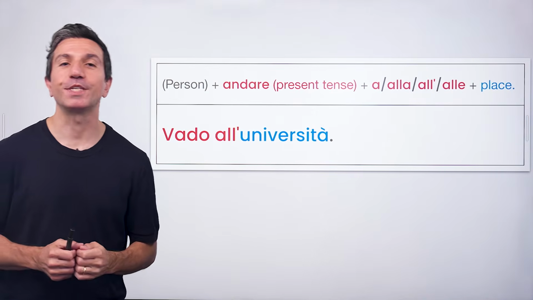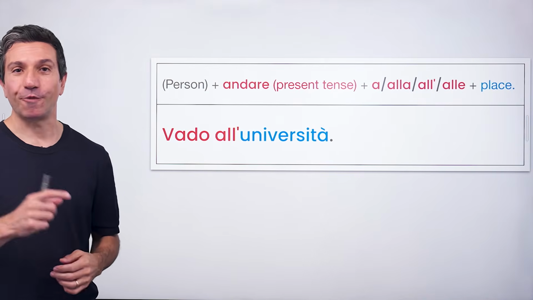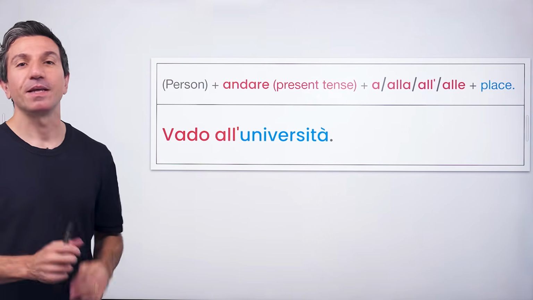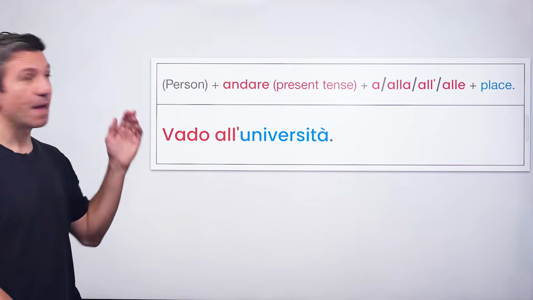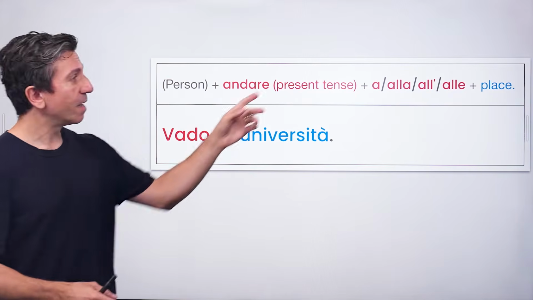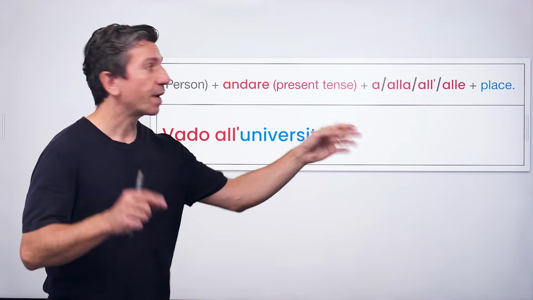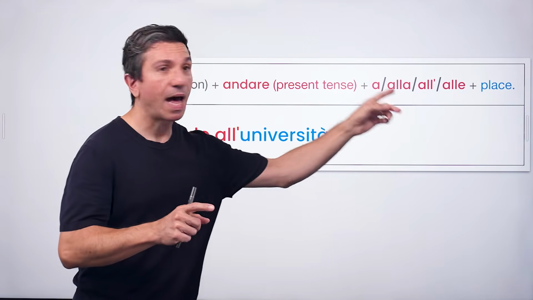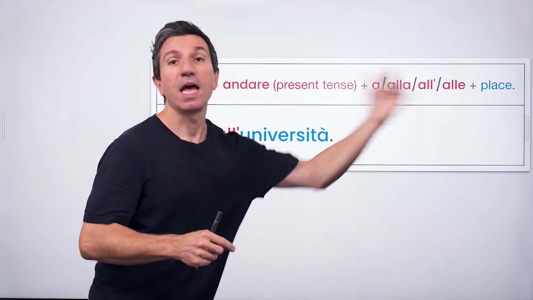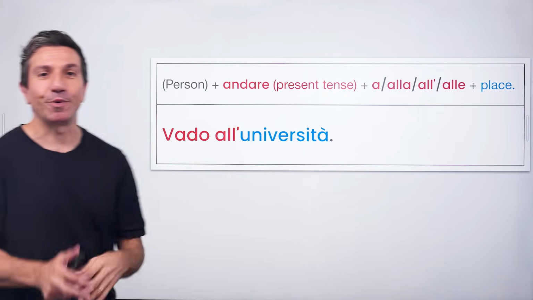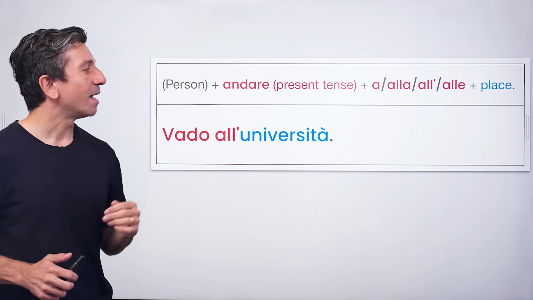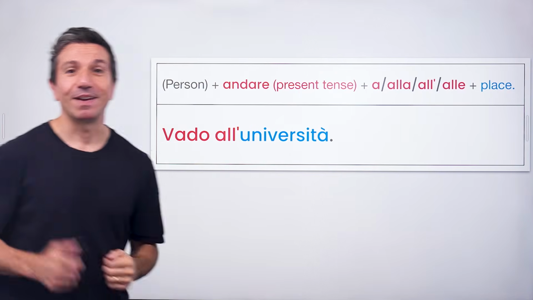Now, if you want to say where someone goes, you often use the verb andare, to go, with a preposition. The general pattern is person plus andare, present tense, plus a, or alla, or al, or alle, plus place. For example, vado all'università. This means I go to university. Let's break it down.